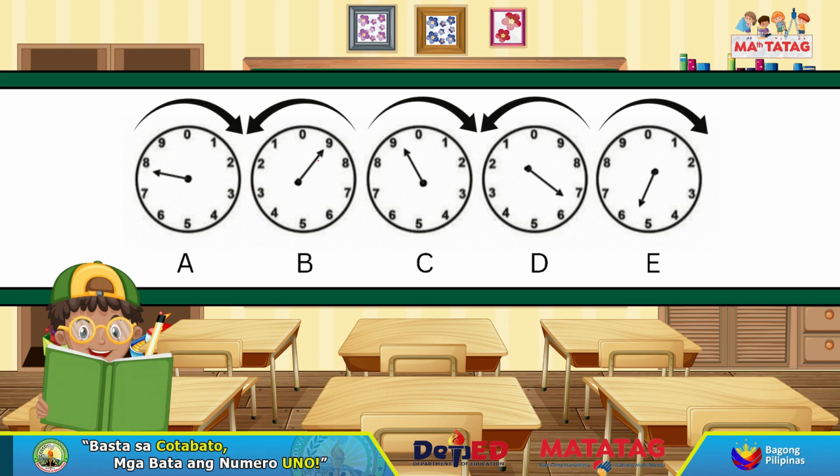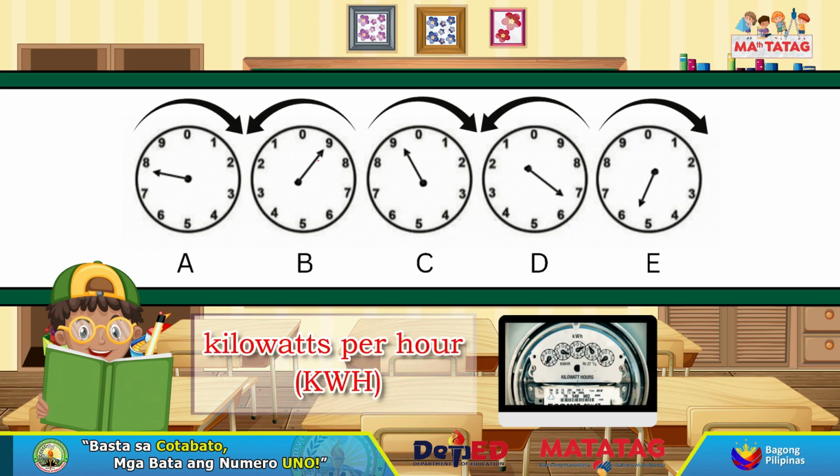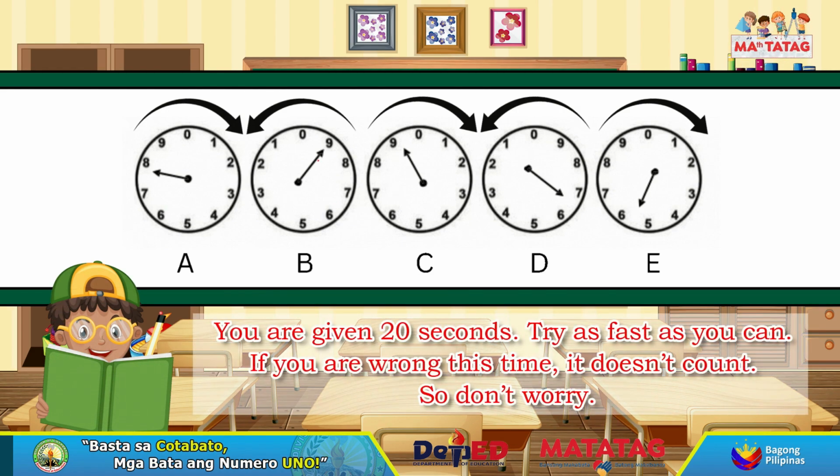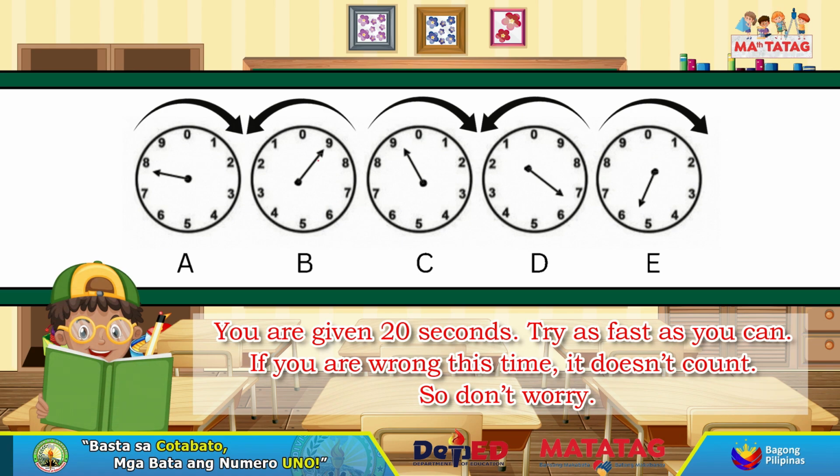Now, suppose the following dials below is the electric meter reading in your house. Try to read this electric meter on each dial in kilowatts per hour. You are given 20 seconds. Try as fast as you can. If you are wrong this time, it doesn't count, so don't you worry.